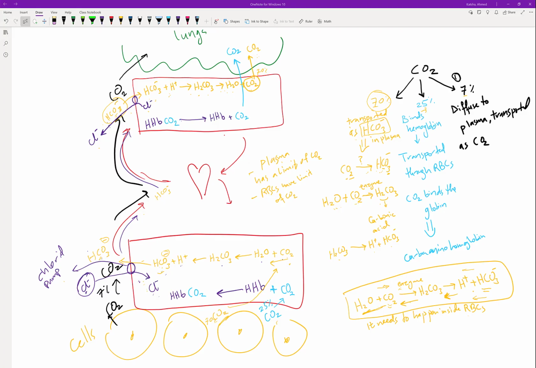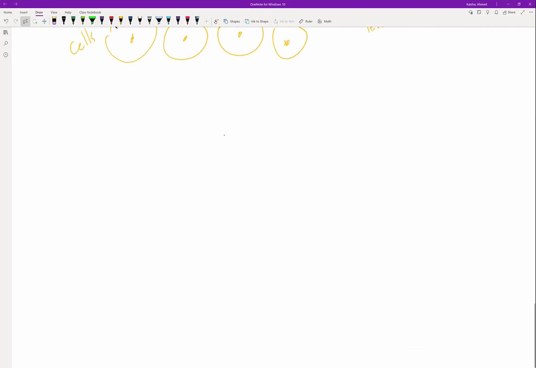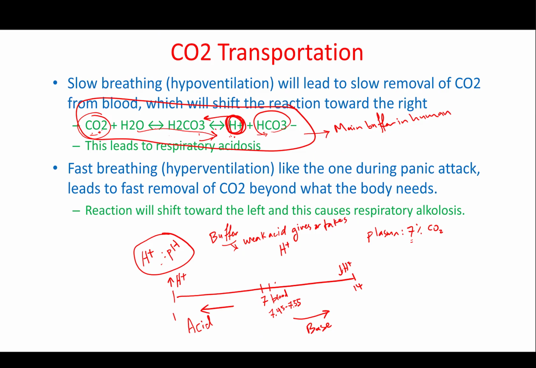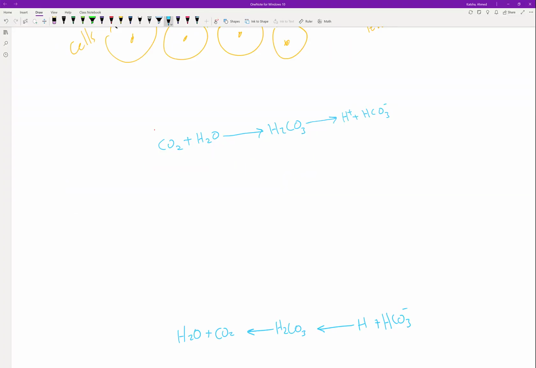Therefore, let's go back to our drawing board. I will have this reaction written here: CO2 plus water gives carbonic acid, which will get broken into hydrogen ions and bicarbonate. And down here, I will have the same reaction, but written in the opposite direction. For simplicity, I'm splitting them. In the slides, both of them are inside the same equation, okay?